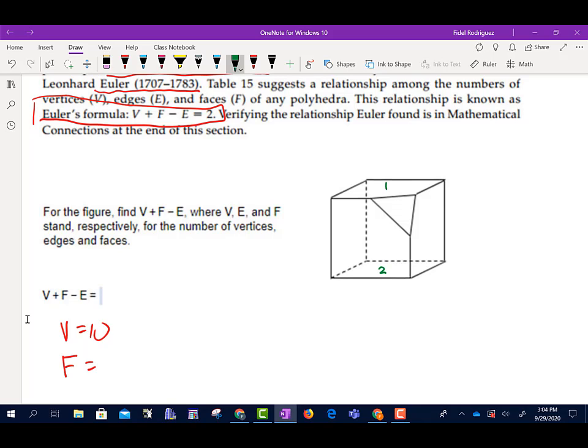Come on, pen. There we go. Okay, 3 here, 4 here, 5 in the front, 6 on the back, 7. So we have 7 faces, okay?